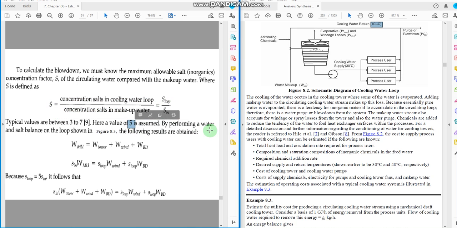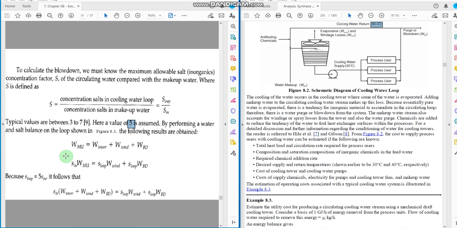Okay, by performing a water and salt balance on the loop as shown in figure 8.3, the following results are obtained. If you simply apply the mass balance of the water here, W_MU, that is the makeup water, would be equal to the water losses from the tower due to evaporation, W tower, plus water losses due to the wind, plus water losses into the blow down. Okay, so these are three losses.